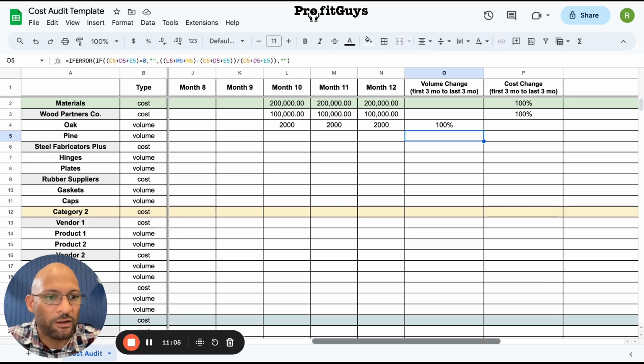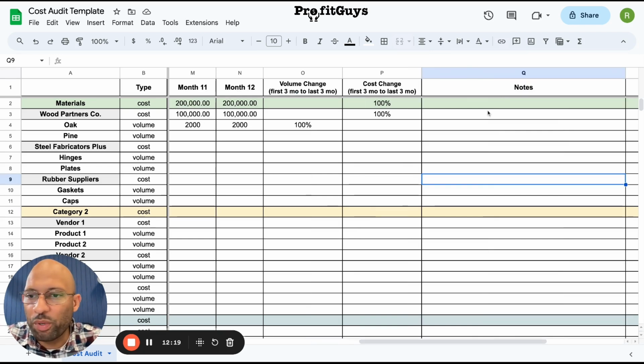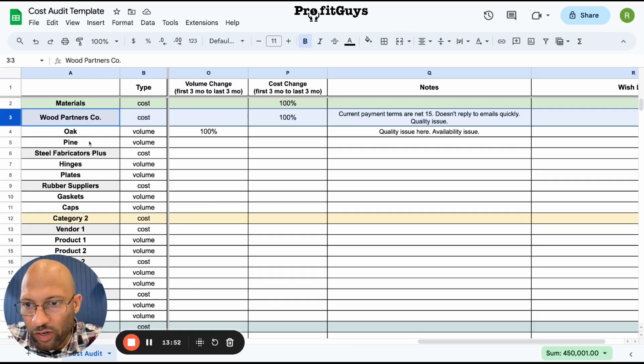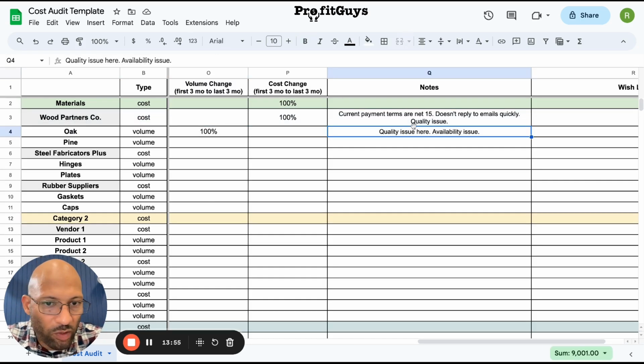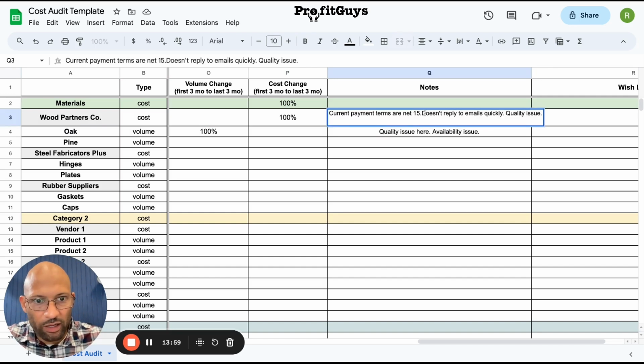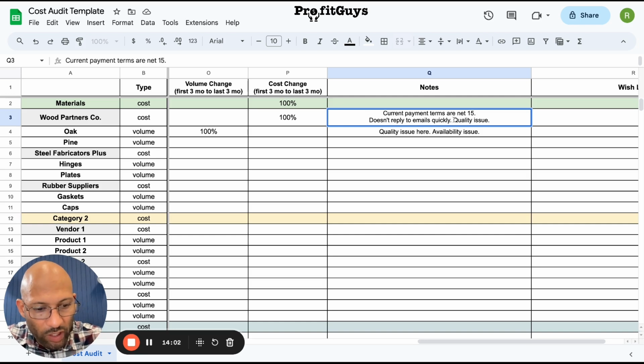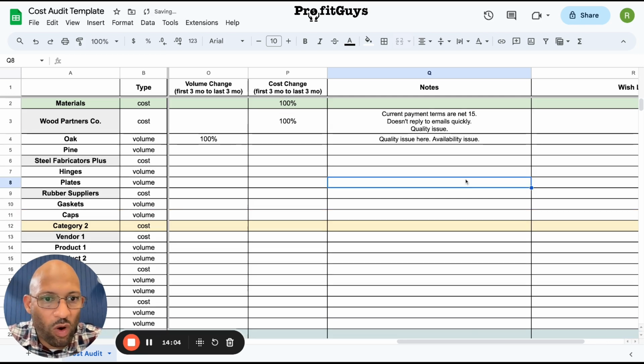So that's one of the most important things that you want to look at as it pertains to analyzing your costs with your vendors. Now, moving over to the notes column, you're going to want to put any notes that pertain to that particular vendor or particular product here. Vendor notes go in the same row with the vendor, and product notes might go in the same line with the product. Current payment terms are net 15. Maybe the vendor doesn't reply to emails quickly. Maybe there's a quality issue. More than likely, quality issues are going to go on the product line.